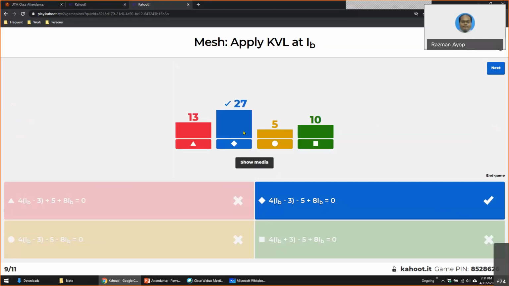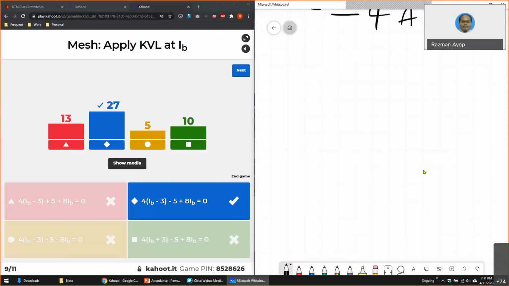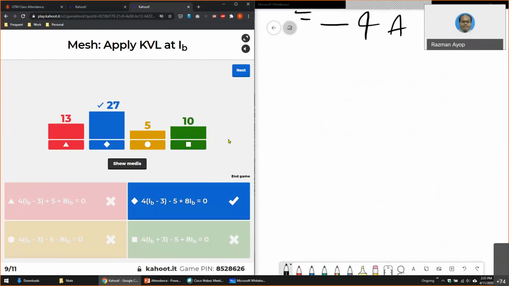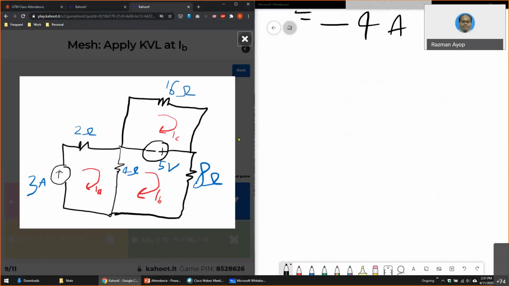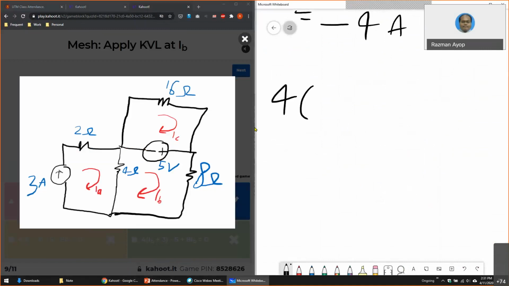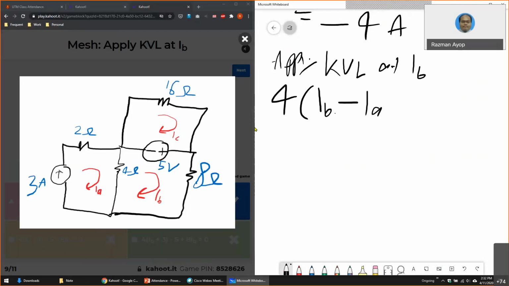Okay, time's up. Almost half of you got the correct answer. So how to solve this? If you look here, for IB, we start with 4 ohms. Remember, for mesh analysis, the voltage is always positive, so 4. Then we apply KVL at IB, so IB needs to be positive. Because the 4 ohms is shared with the opposite current IA, it is minus IA.